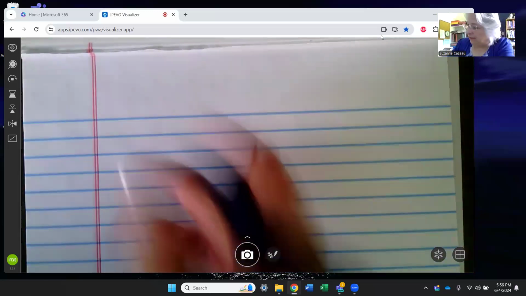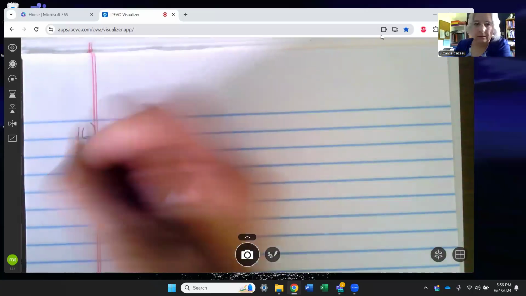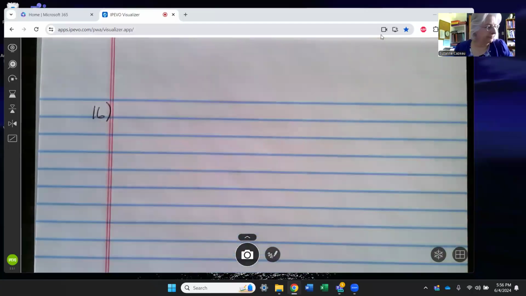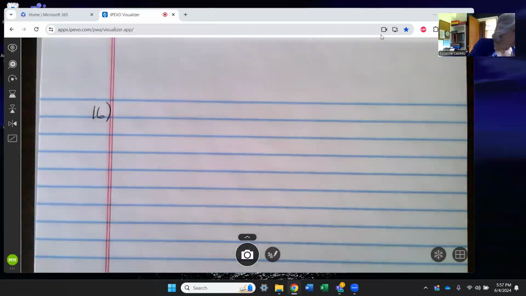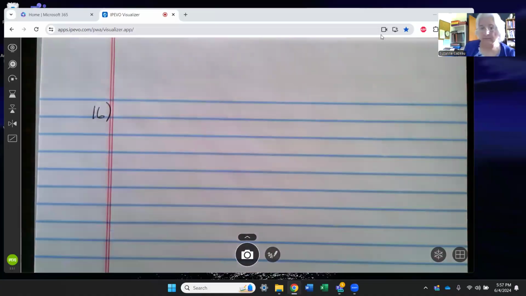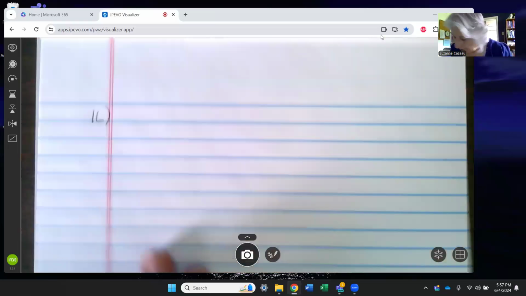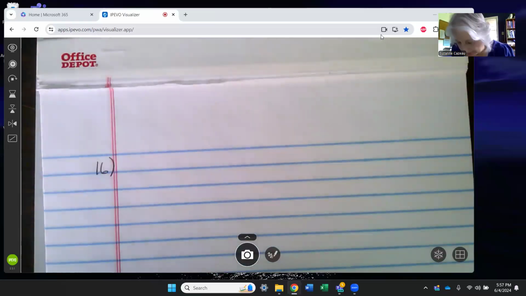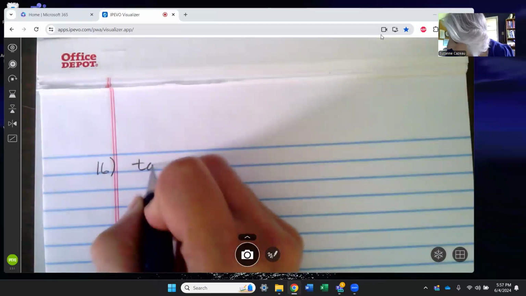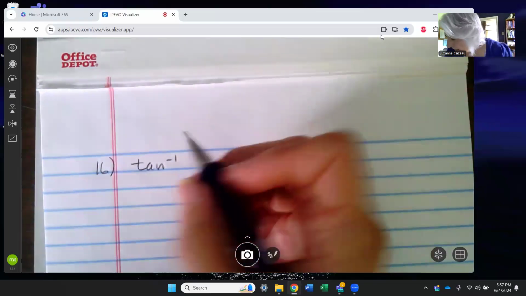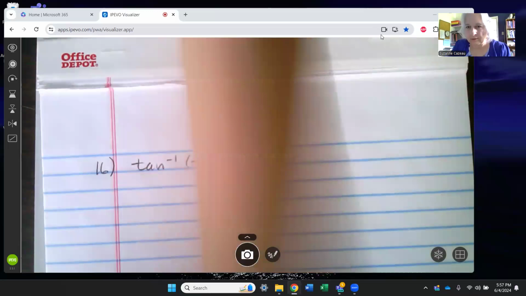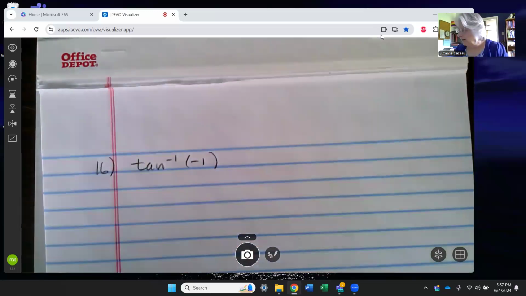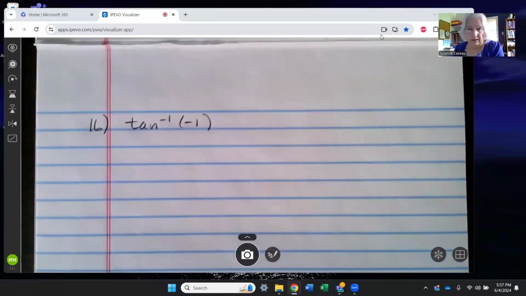Number 16. Number 16 says, find the exact value of the following expression. You got inverse tan of -1. I mean, that looks kind of scary, doesn't it?